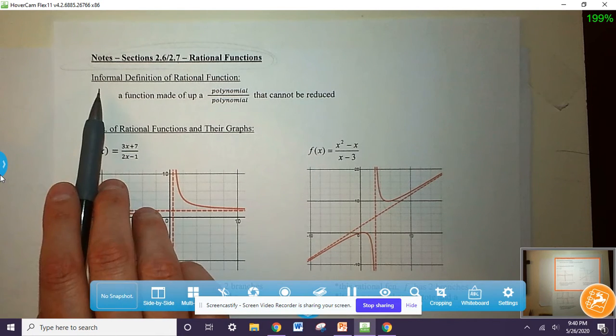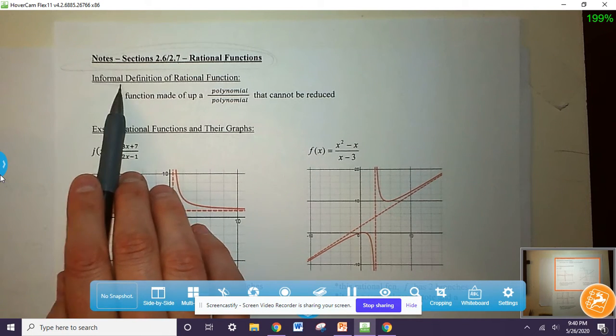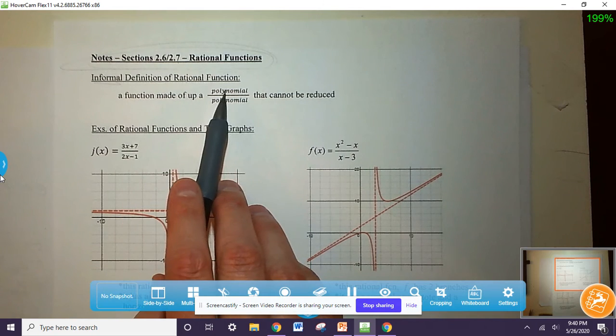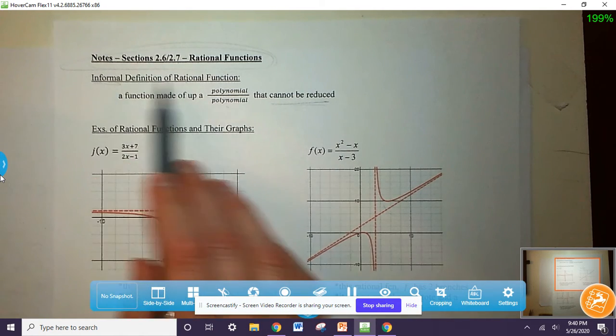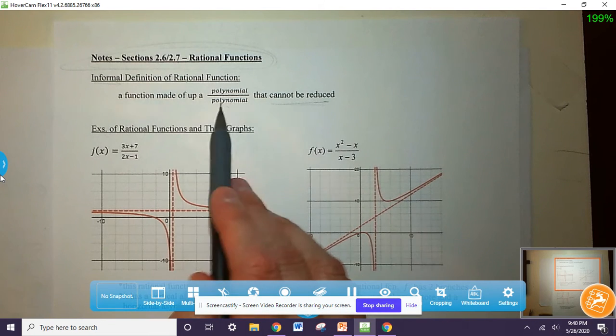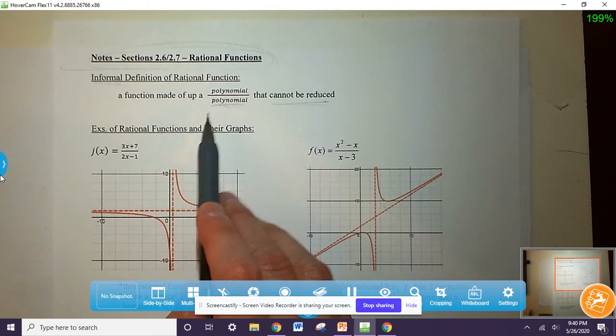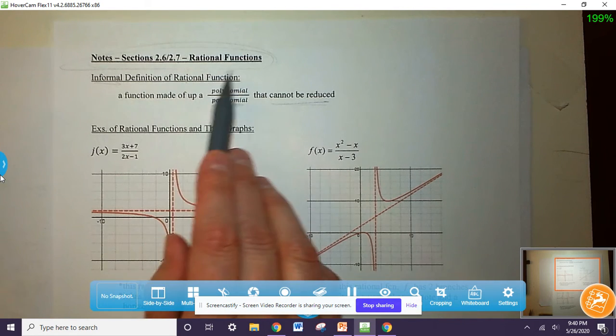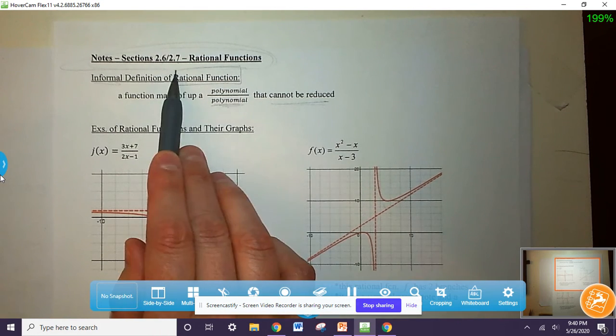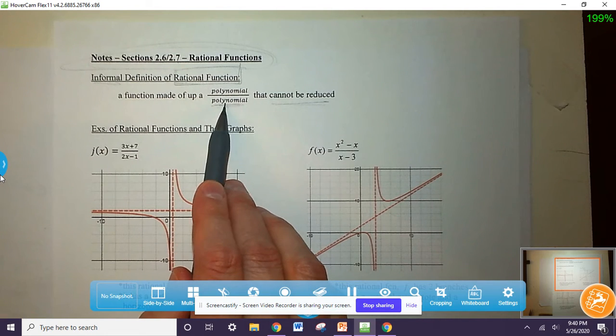To start, an informal definition of a rational function. It's when you have a polynomial over a polynomial and it can't be reduced. That's informal because there's nothing technical here. And I should remind you the denominator, of course, can't be 0, because if the denominator is 0, then the whole thing's undefined. But you're going to know that you have an equation of a rational function when you have a polynomial over a polynomial and it doesn't reduce.